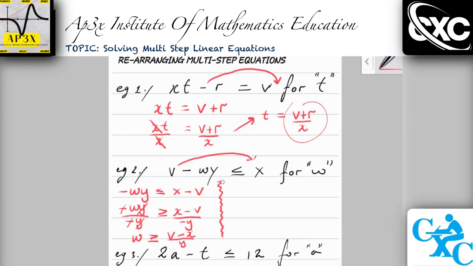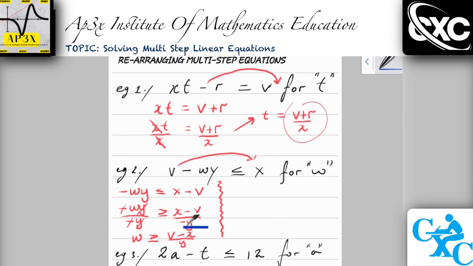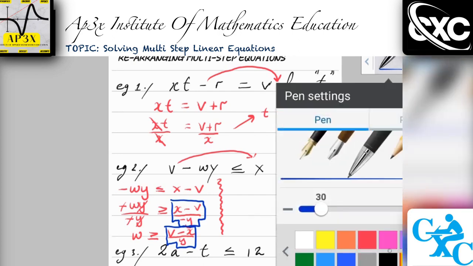So both answers are in fact correct, but most times you're going to find that we prefer writing our answer in a positive form. So I prefer writing my answer like this: v take away x divided by y. All right, now again, I particularly do not like working the math that way. I kind of prefer working the math this way.